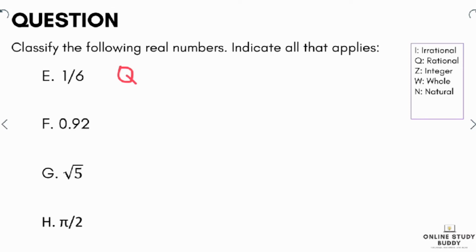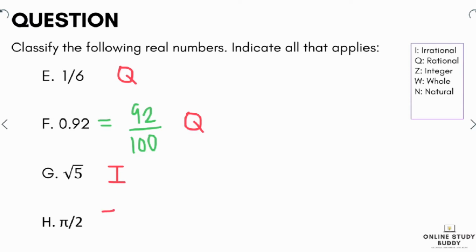Next, 0.92. So ang 0.92, we can transform this into a fraction equal to 92/100. So since we were able to express it as a fraction, it is a rational number. Next, the square root of 5. The square root of 5 is an irrational number because irrational numbers also include those that are the square root of numbers that are not perfect squares. So since 5 is not a perfect square, the square root of 5 is an irrational number.